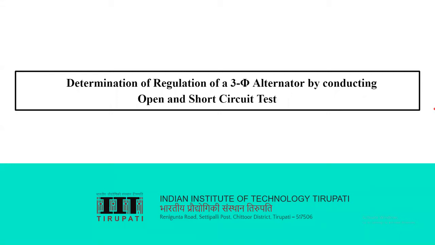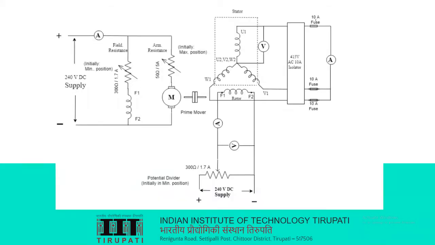Hi, in this video, I am going to explain how to determine the regulation of a three-phase alternator by conducting an open and short circuit test. This is the circuit diagram to conduct an open circuit and short circuit test on a three-phase alternator. This is the three-phase alternator which is connected in star.